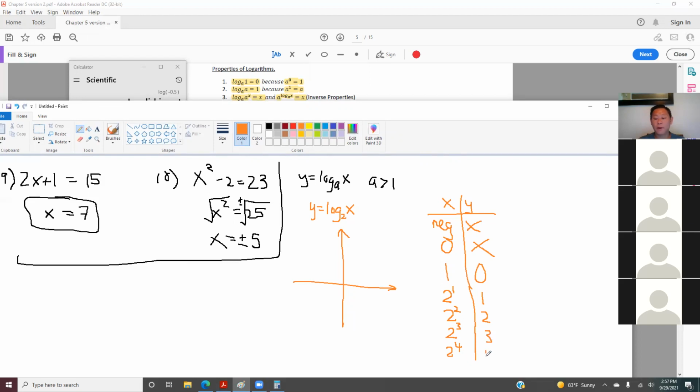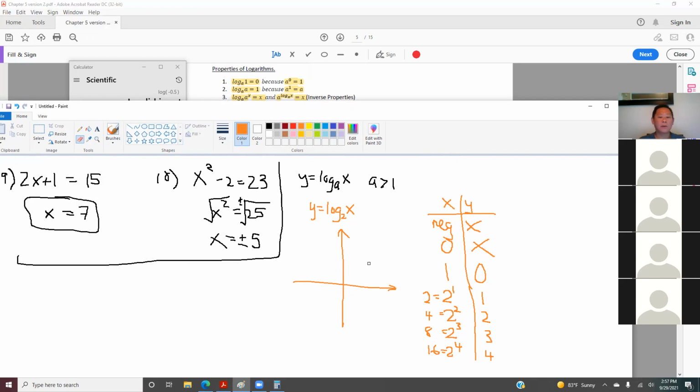And 4, right? Can you tell me what is 2 to the power of 1? That is 2, right? Can you tell me what is 2 to the power of 2? 4, right? 2 times 2 is 4. 2 to the power of 3, anyone? 8. And 16, right?